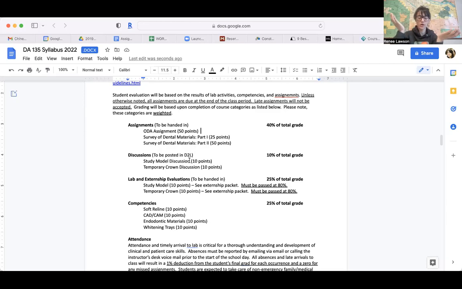What does your externship office do for temporary crowns? How do they fabricate them? Who fabricates them? What's that process look like? How does that differ from what you were taught at PCC? So those are the 2 discussions that you'll have over the term.